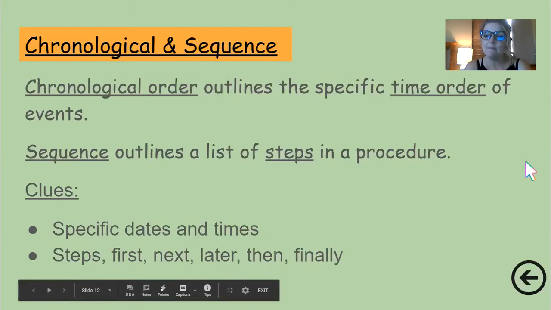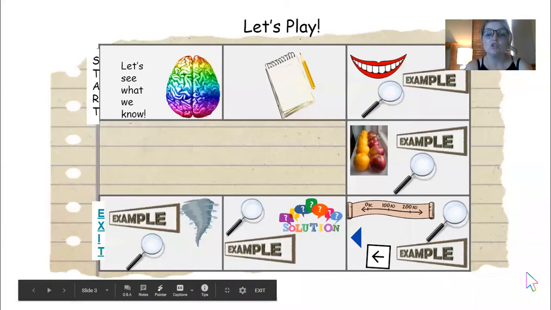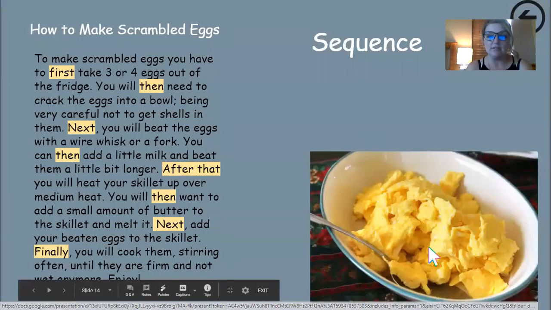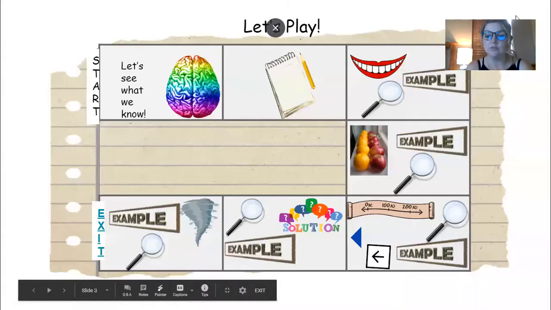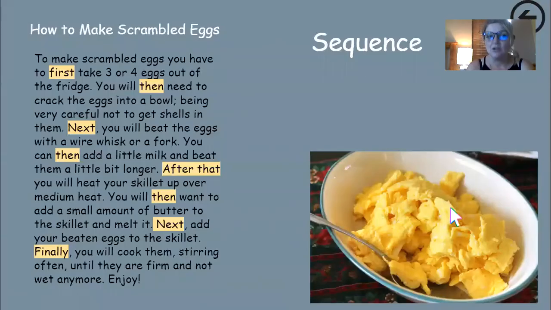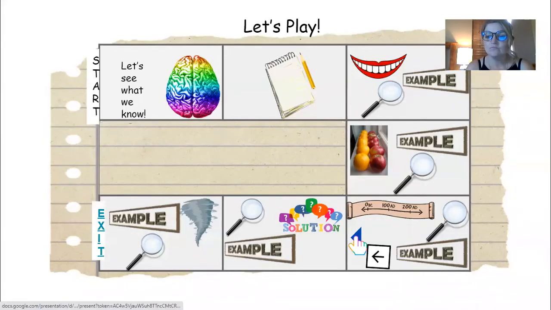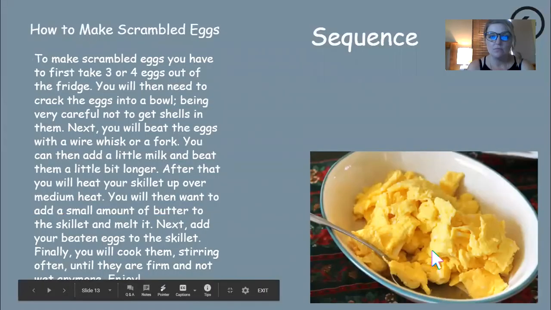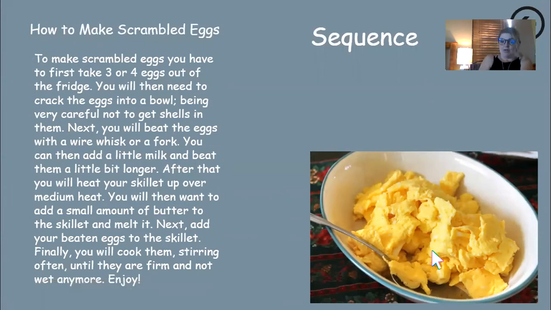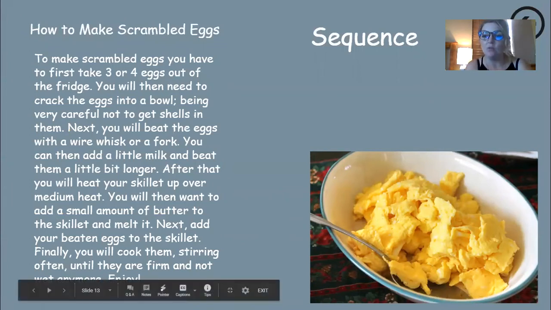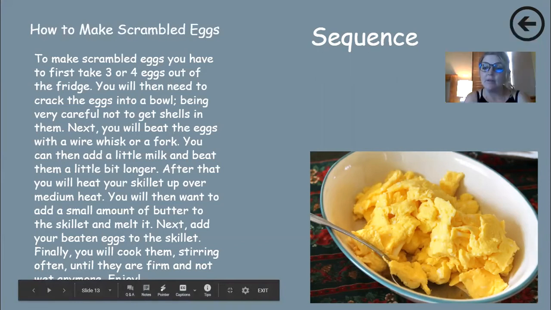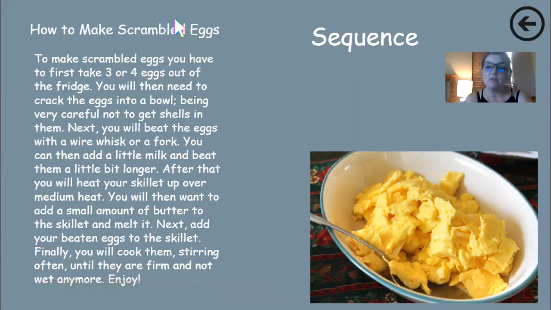Okay, chronological and sequence. So we want to see an example of chronological and sequence. And this is just going to not let me do it. So, this is a story or a little writing, if you will, about, this is going to show us sequence. Okay, how to make scrambled eggs.